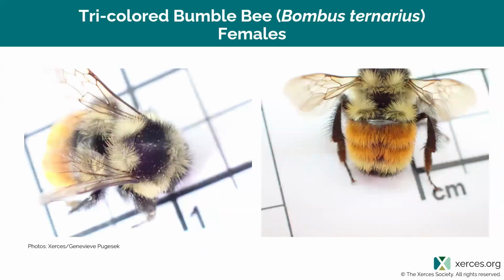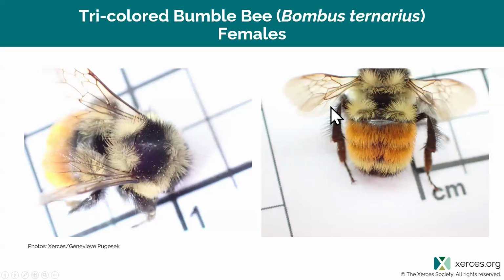So just looking at a few examples of tricolored bumblebee females, we can see from this example that this individual has a really nice umbrella shape of black on the thorax, so mostly yellow thorax with a thick band of black hairs with a sort of handle of an umbrella that extends all the way to the bottom of the thorax.